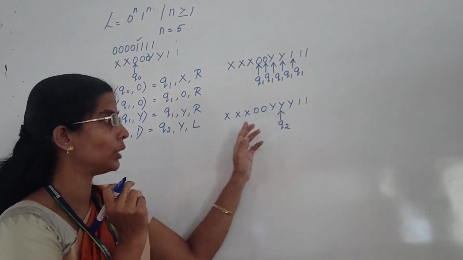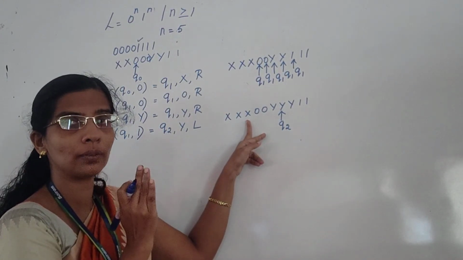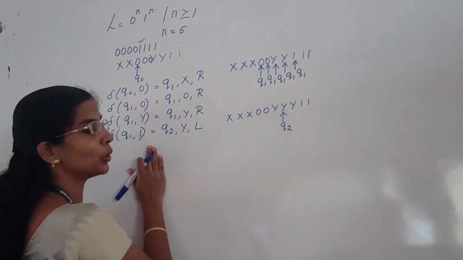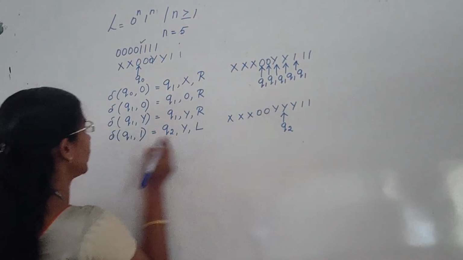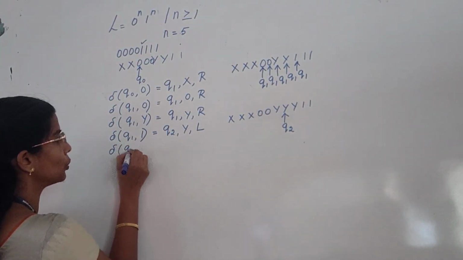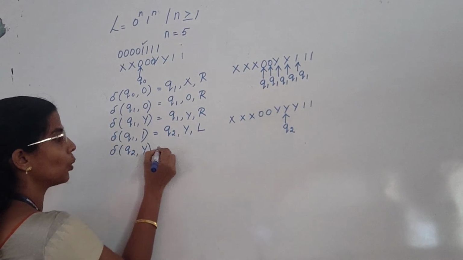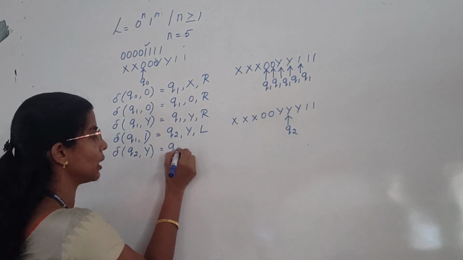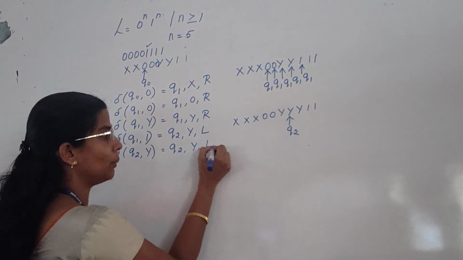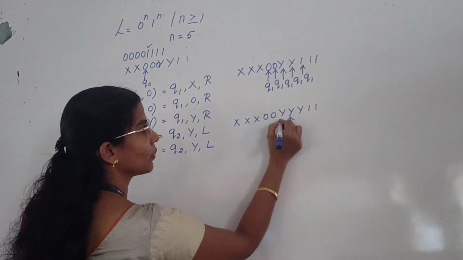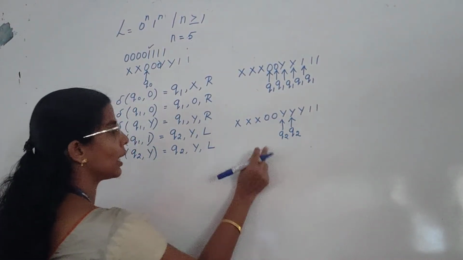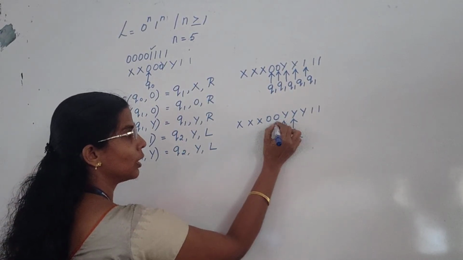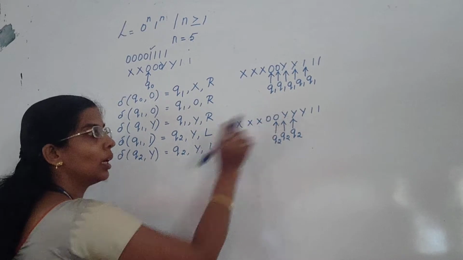Right? So until you reach your X, you have to travel towards left without making any changes to your Turing machine. This is what I am going to do now. Now Q2 comma Y, delta of Q2 comma Y. I am not going to make any changes to my Turing machine. So Q2 remains the same, Y remains the same, but I will be traveling towards left. Q2 Y L. Left.